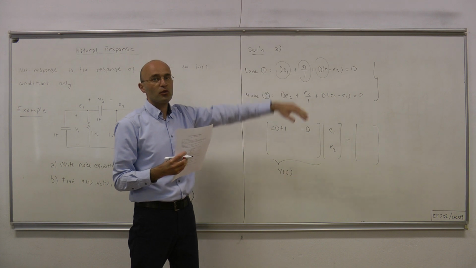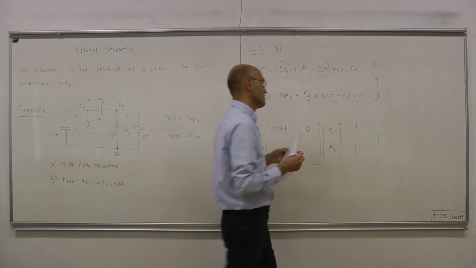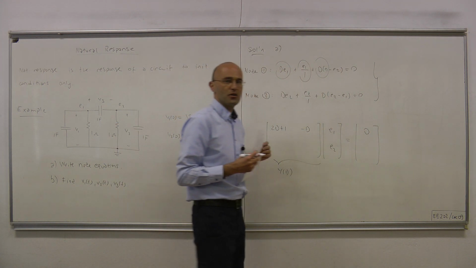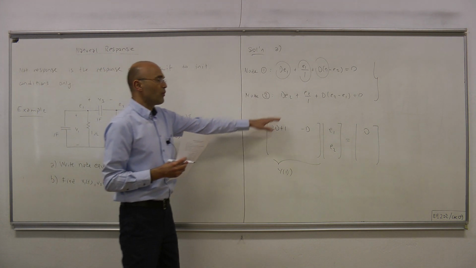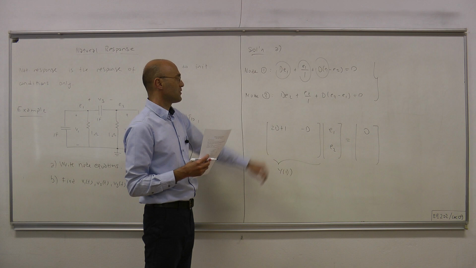And then for E2, we have minus d E2 here. And what remains, we throw to the other side. In this case, nothing remains, so that means the right-hand side is 0, as expected. Okay, do the same thing for the second row. Let's look at the second equation.